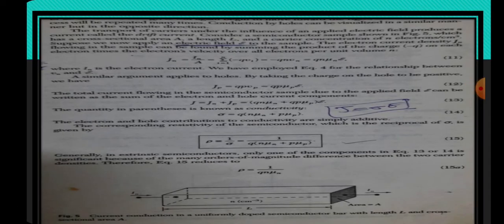So, Jn can be written as In by A, that is equal to the summation over all i equal to 1 to n of minus q vi, that is equal to minus q n vn, which is equal to q n mu n E, where In is the electron current. So, we have obtained the relationship between vn and E. A similar argument applies to holes. By taking the charge of a hole to be positive, Jp is equal to q p vp, which is equal to q p mu p E.